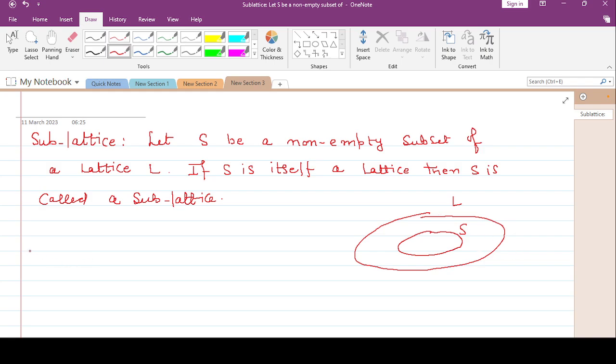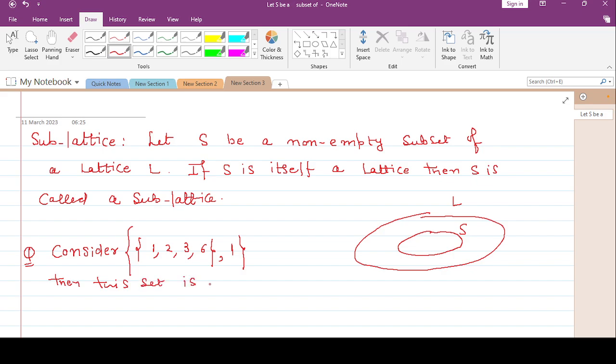So the question is this: consider this set 1, 2, 3, 6 under divisibility. Then this set is a lattice. It is already given that it is a lattice.